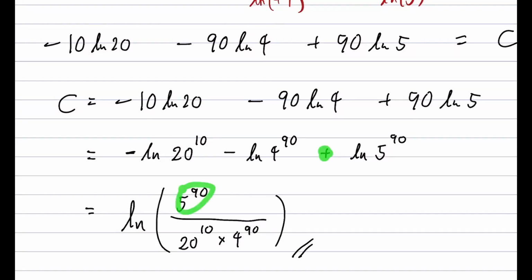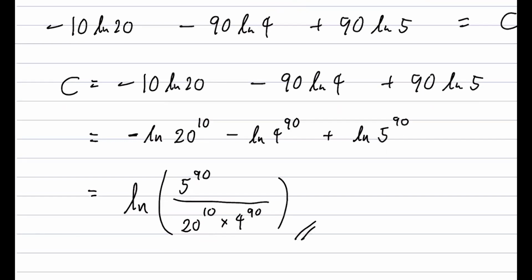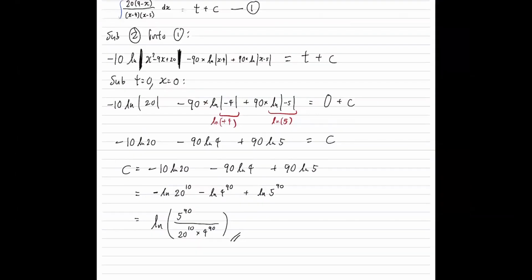This is the logarithm rule, right? Positive terms will appear on the numerator, negative terms will appear on the denominator. I know I'm going quite fast, huh? Hope you're still okay. So that is the constant. Then finally, we can replace this C over here, and then we can solve for t as a function of x.